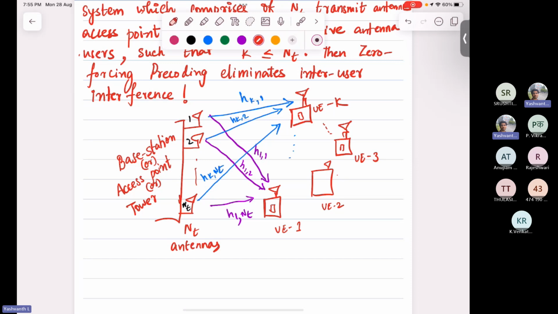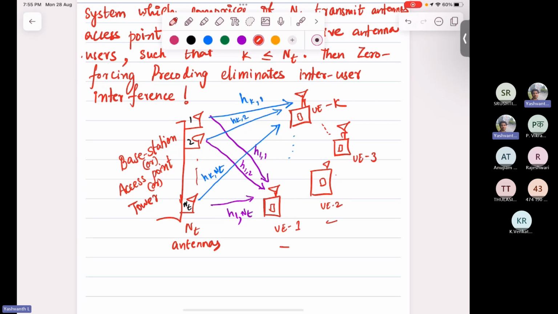Now, what is inter-user interference? Let's say the tower wants to send some symbol to UE1 and UE2 at the same time. I need to ensure that the symbol the tower sends to user 1 is not received by user 2, because user 2 wants only the data intended for that user, and user 1 should get only the data for that user. He or she should not get the data intended for other users in the system. So this is called interference.